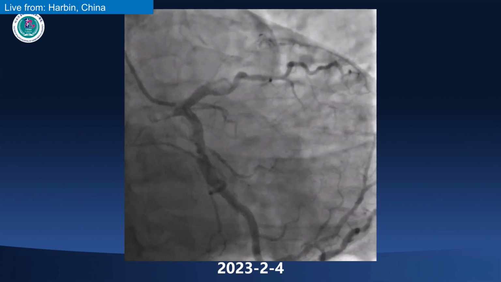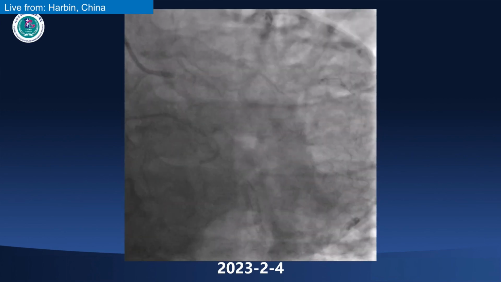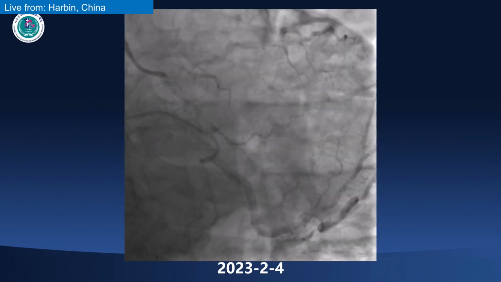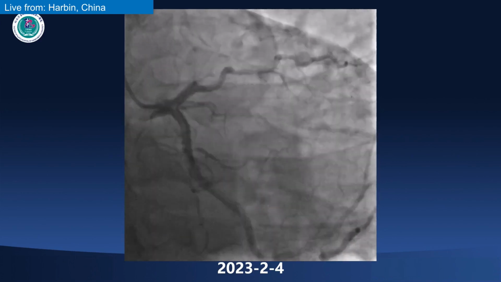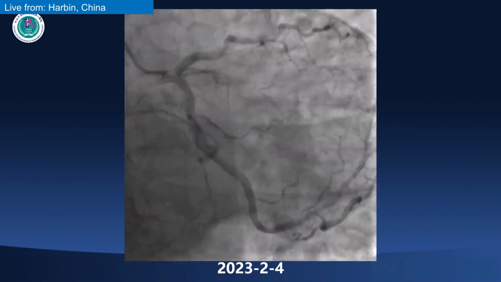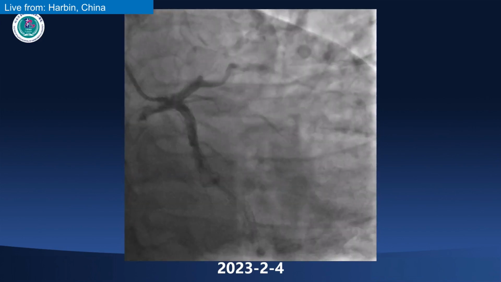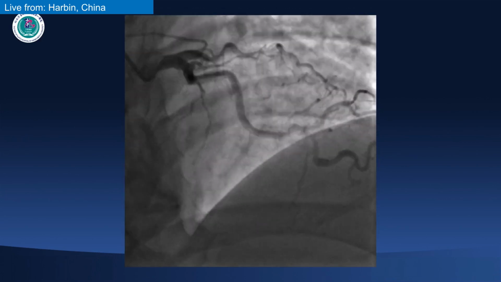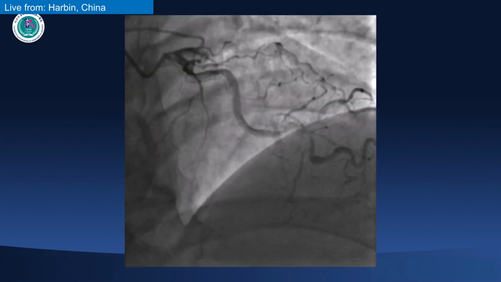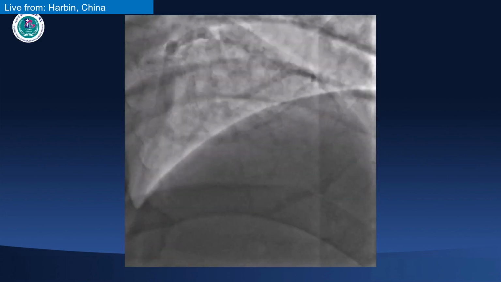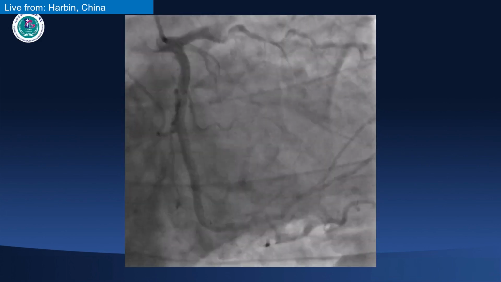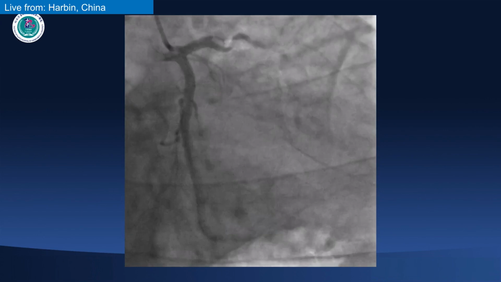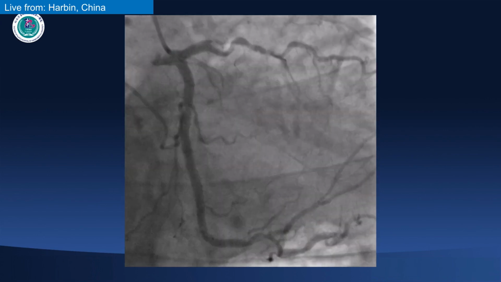This is the angiography on February 4th. From this picture, you can see there's a stumpless CTO lesion at the proximal LAD, and you can see a stent in the circumflex. This patient had circumflex stenting about 3 years ago. About 50% stenosis at the distal circumflex.